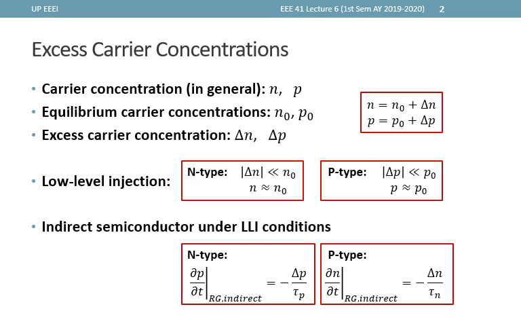For P-type, we have for minority carriers, delta N over delta T for indirect thermal R-G to be equal to negative delta N over tau N, where tau is the minority carrier lifetime. Note that for indirect thermal R-G under LLI conditions, the net rate of R-G is dictated by the excess minority carrier concentration.